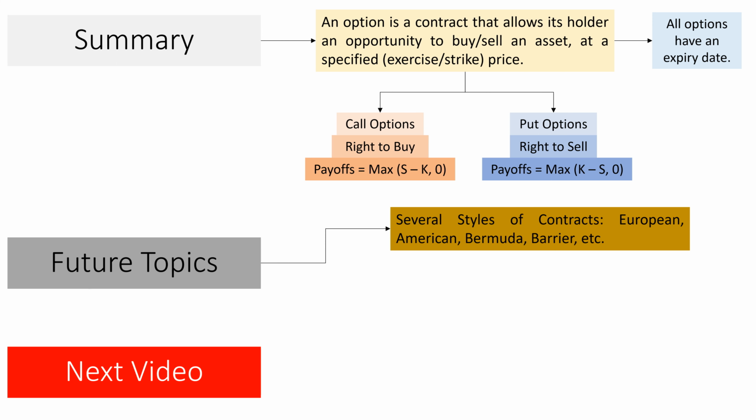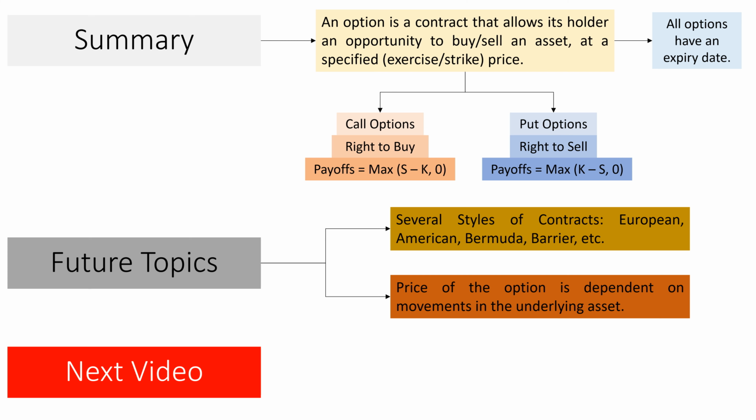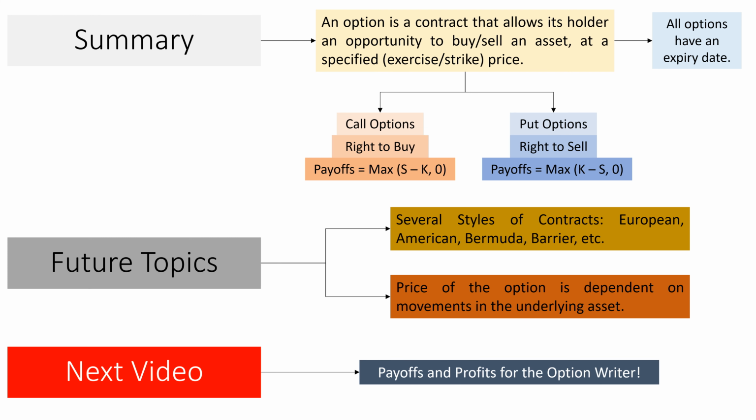Now, for the future, we can look at several styles of option contracts, such as European, American, Bermuda, or barrier options. We can also look at the price of the option and how it's dependent on the movement of the underlying asset. However, for the next video, I will look into payoffs and profits for the option writer.